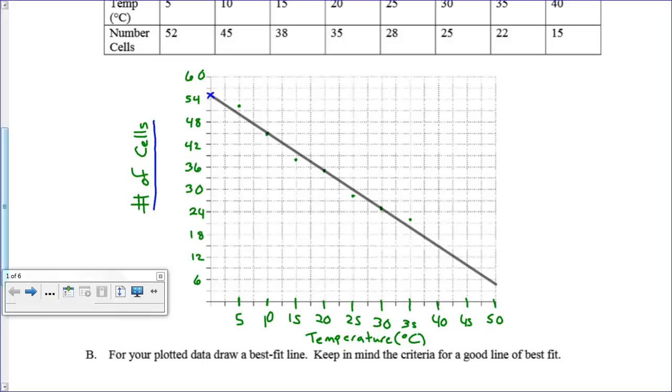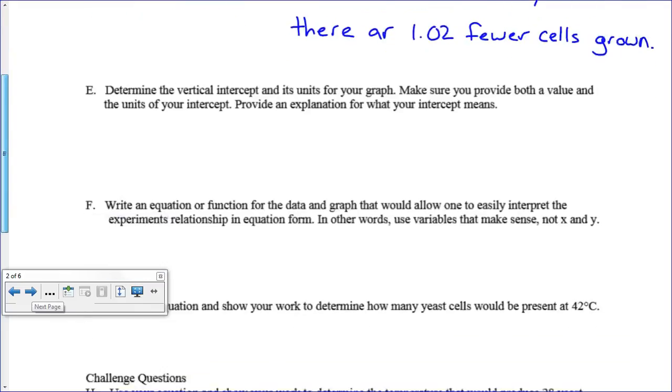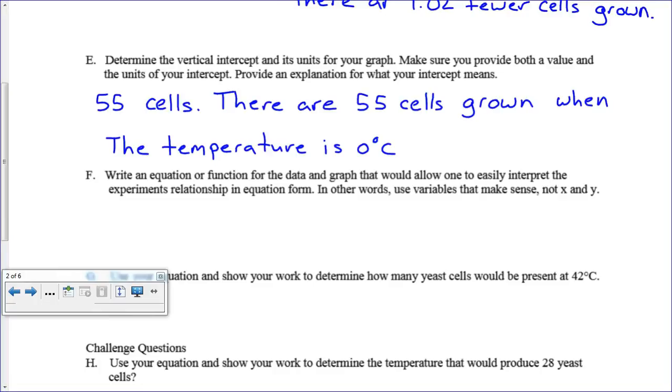And then we need to figure out what's special about the intercept. Well, the intercept is when you have a 0 on the x-axis. That's the definition of a y or a vertical intercept. It's when the x variable is 0. So what we have here is 55 cells, and that is when the temperature is 0 degrees Celsius. Okay, so that's how we interpret our intercept there. And again, generally speaking, the vertical intercept is going to be the y value or the vertical value when x equals 0. That's the definition of a vertical intercept.